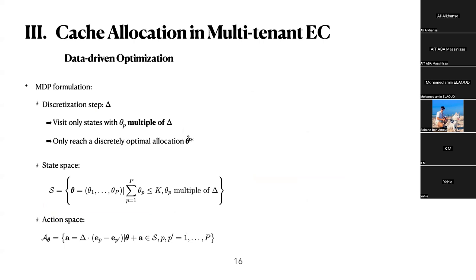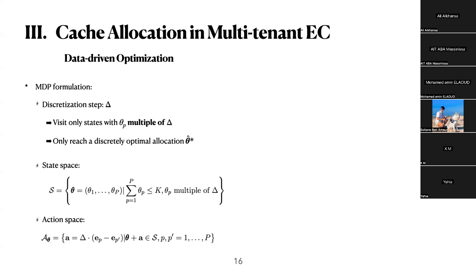To prevent jumping between two allocations that are very far, we introduce this delta, which we call the discretization step. It means that at each time we will give delta slots to one service provider and take delta slots from another. This will allow us to visit only allocations that are multiples of this delta. So we cannot change the allocation by anything other than delta. And this will allow us to only reach a discretely optimal allocation. Basically, if delta equals one, it will allow us to reach the real optimal theta star.